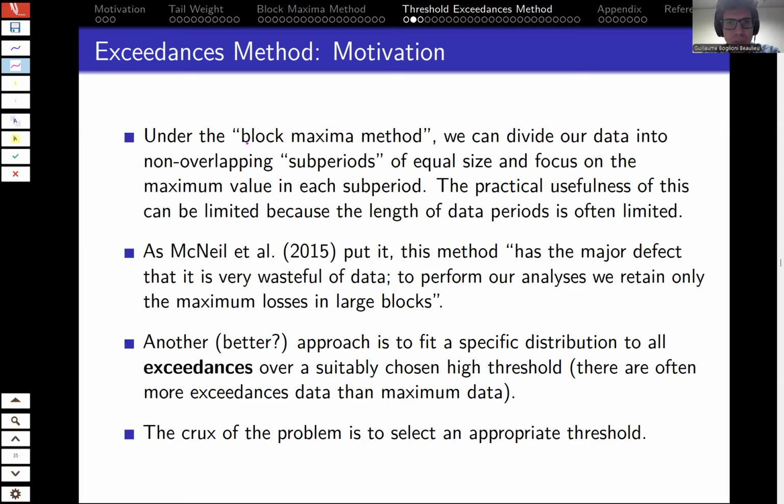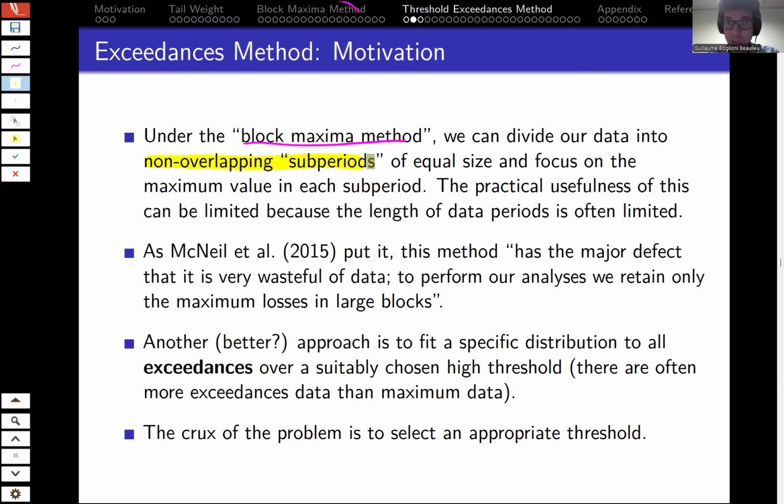In the previous method we saw, called the block maxima method, what we do is we divide our data into non-overlapping subperiods of equal size, and then we focus on the maximum value in each subperiod. For example, if you're interested in the worst daily loss on the stock market in a given year, every day there's some gains or losses. You take the worst day, and that's one data point. So it's the biggest loss, a maximum of losses in a whole year.